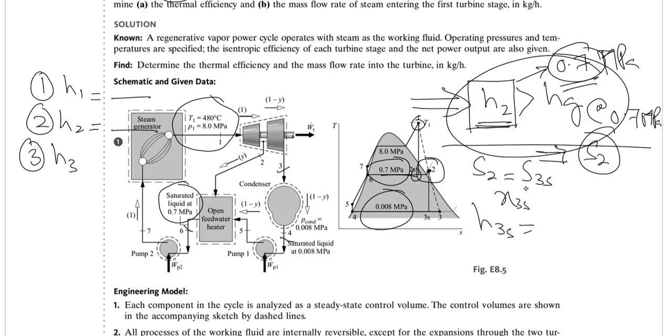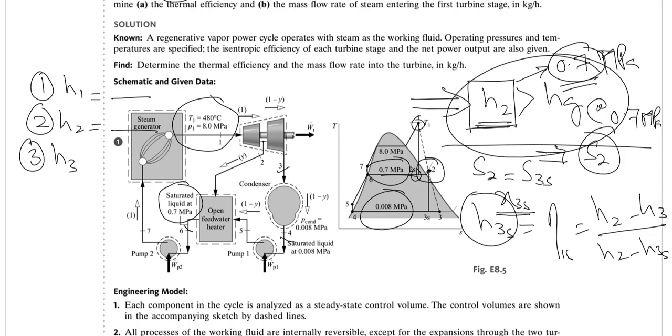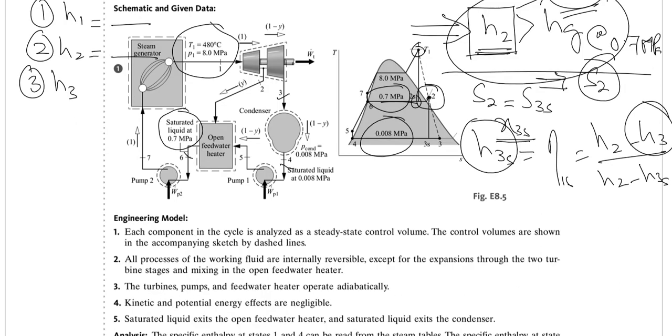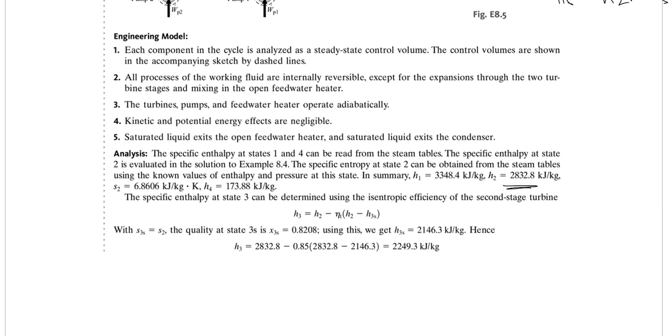That entropy is equal to S3S, and using S3S, find X3S, and using X3S, we will find H3S. Now, using the same equation of the isentropic efficiency, which is H2 minus H3 divided by H2 minus H3S, you can find the enthalpy H3, which would be somewhere around 2249. That procedure is already given over here, so you can use it as well.